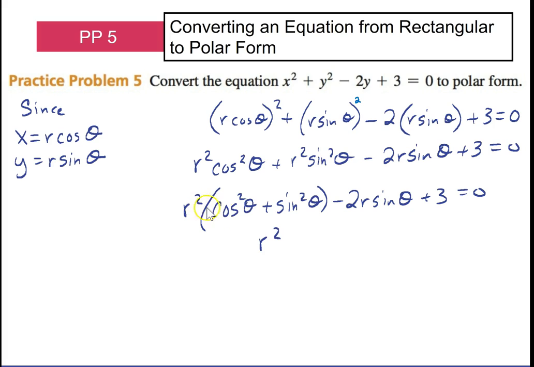1 times r squared just gives us r squared. All right, and the rest of it is here. So now what do we need to do? We need to solve this. In fact, actually we can stop there. That is it. At least for now, there's the relationship that we have here. So we've converted an equation in rectangular coordinates to an equation in polar coordinates.